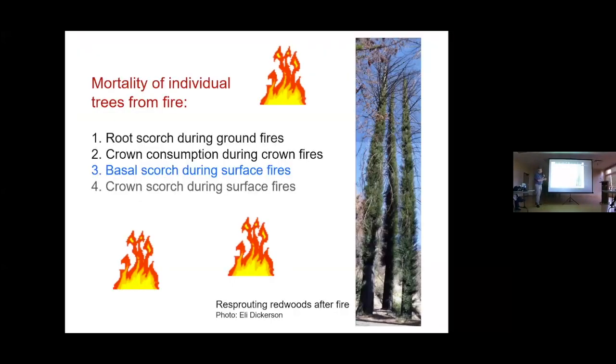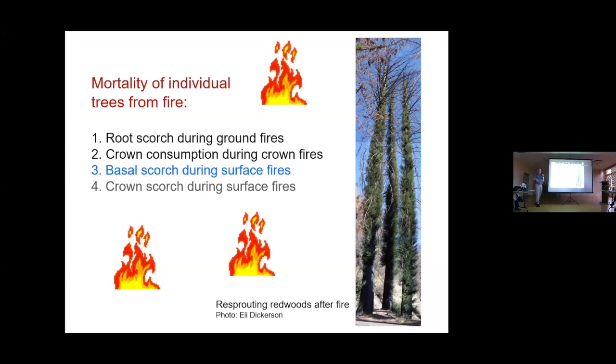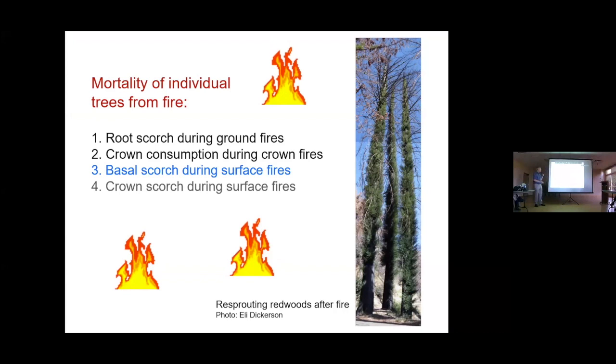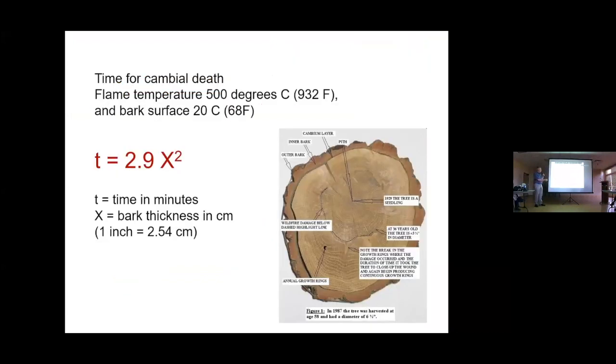So let's talk about basal scorch. Will the fire girdle the tree by killing the cambium around the base of the tree? So this is a slab from an oak tree. It has pretty thick bark, and we have this convenient formula here. T equals 2.9 x squared, which all of my students in my class have to memorize and know how to use. And it's basically T is time in minutes, X is bark thickness in centimeters, and 2.9 is the coefficient.